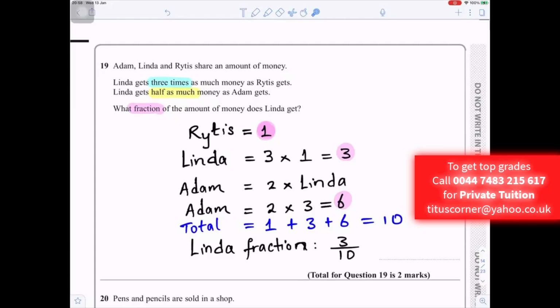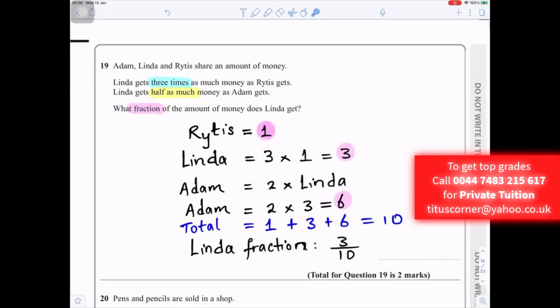So let's look at Righties, who gets the minimum. It says Linda gets 3 times. That's why I highlight this information in the questions. Very important. Linda gets 3 times what Righties gets. So let's say Righties gets £1. So Linda will get 3 times that £1, which will be £3.